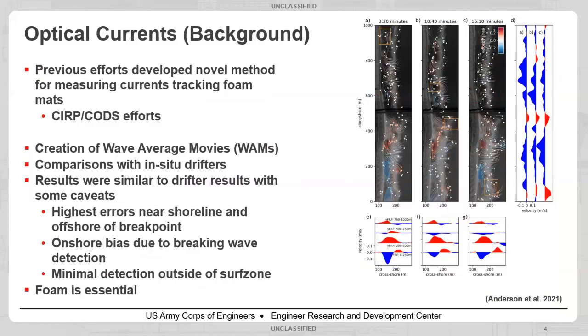As Tanya mentioned, this has been an ongoing project and it's built on some previous CIRP and CODS funded efforts. The biggest one was between Dylan and Spicer, working on trying to find a novel method for measuring currents, specifically using the foam in the nearshore environment. The first thing that they did was create wave average movies, or WAMs. They took the imagery and did a moving average based on twice the wave period, and from there, they were able to track the foam between the images.